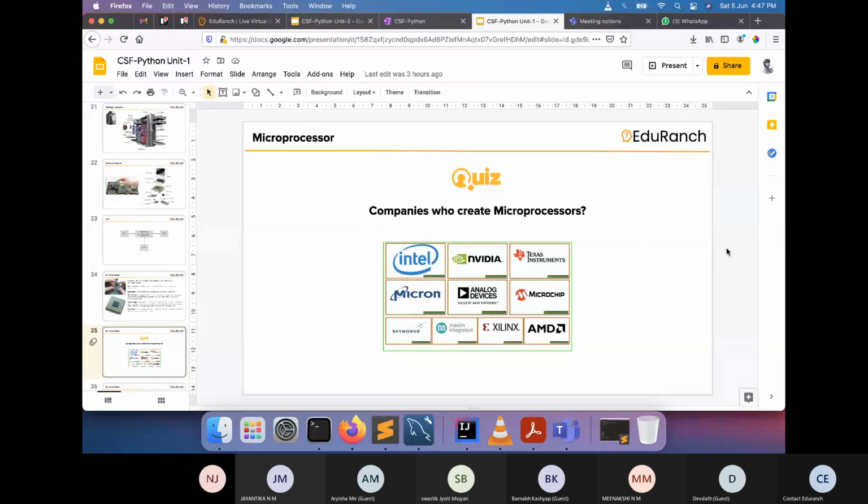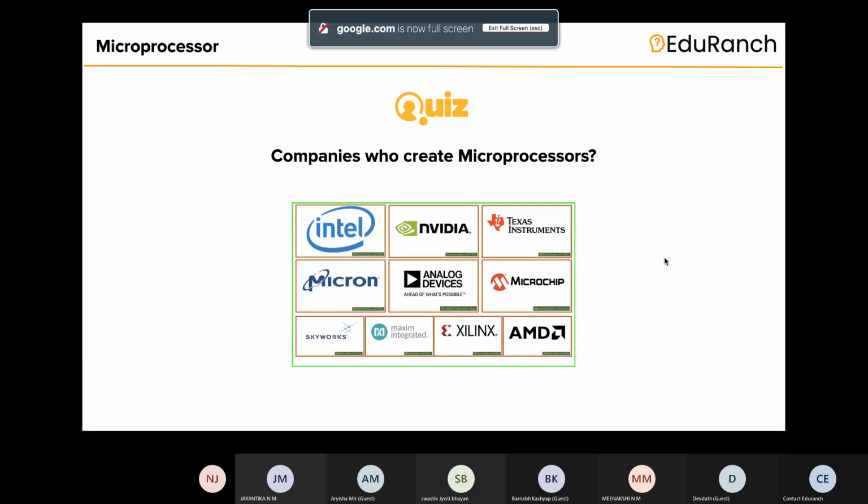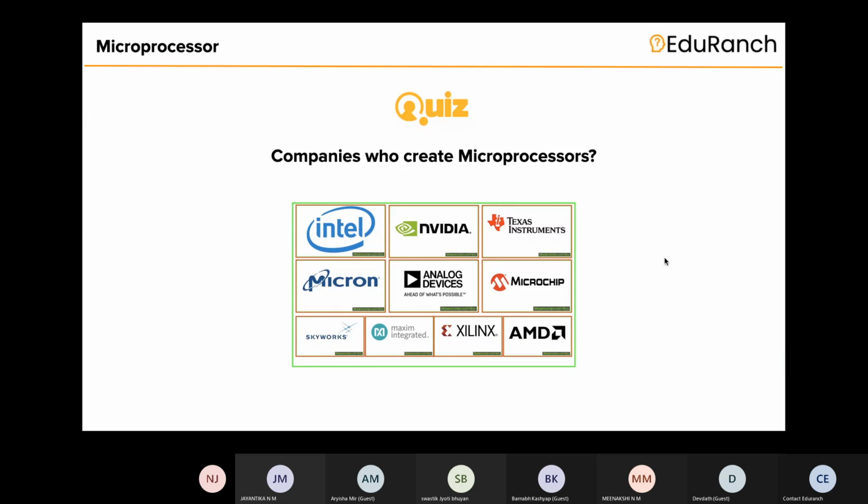There are a few companies which create microprocessors. How many of you have heard of these companies? Which microprocessor or laptop company do you use today? Any guesses? Intel. All of you are using Intel? Ryzen, yes, AMD Ryzen. Great. Who is using Ryzen? Me.